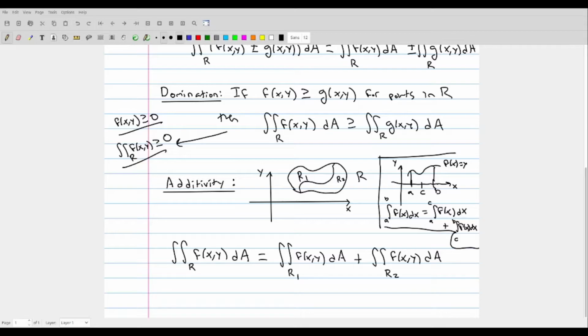But it's very, very powerful for us because what it allows us to do is take very complicated domains and compute the double integral over those domains by adding the double integral over simpler pieces and simpler portions of the domain. So these are the four basic properties that we have for the double integral, and it really helps us go through and calculate the double integral on any domain we wish to consider.